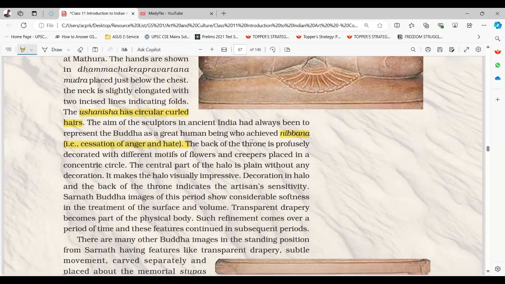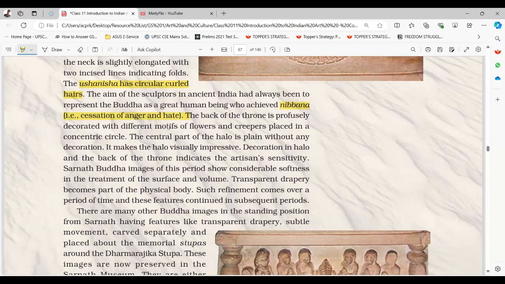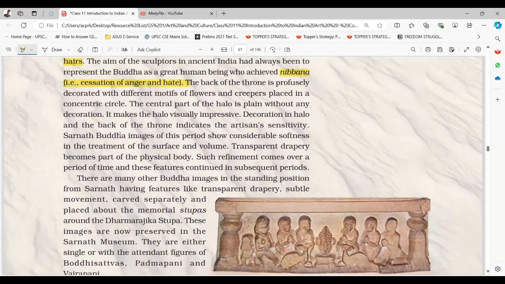The back of the throne is profusely decorated with different motifs of flowers and creepers placed in a concentric circle. The central part of the halo is plain, without any decoration. It makes the halo visually impressive. Decoration in the halo and the back of the throne indicates the artisan's sensitivity.